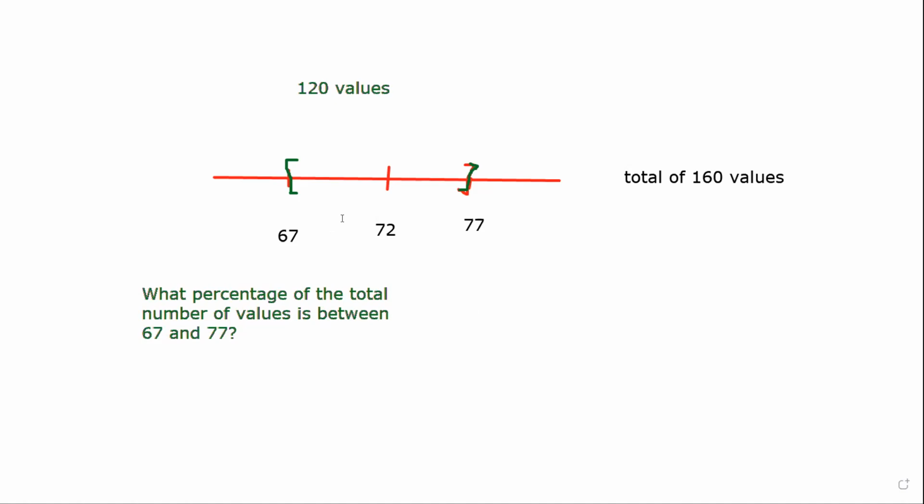Okay. But notice the question I asked you. What percentage of, how many total values do we have? We have 160 values. So what percentage of the 160 values is between the brackets? 40%. Okay, tell me how you came up with that number. I subtracted 120 from 160.